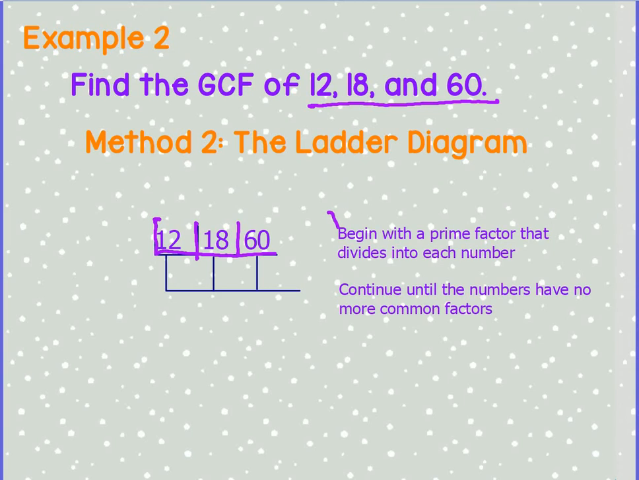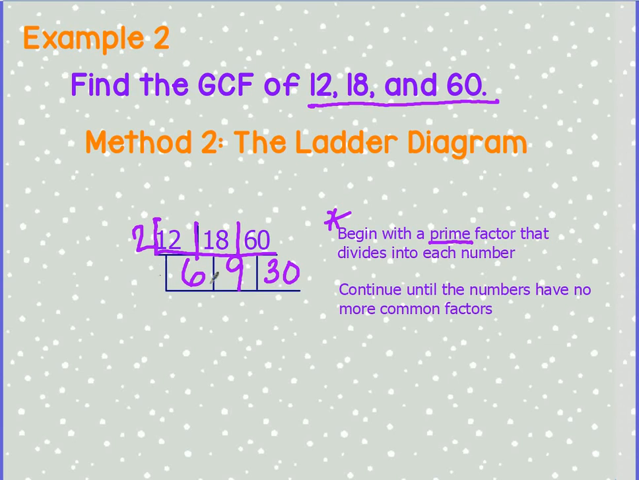All right, and then first I begin with a prime factor that divides into each number. Keyword here being prime. I know all of these are even, so I'm going to use 2 because I know it's prime. 12 divided by 2 is 6, 18 divided by 2 is 9, and 60 divided by 2 is 30.